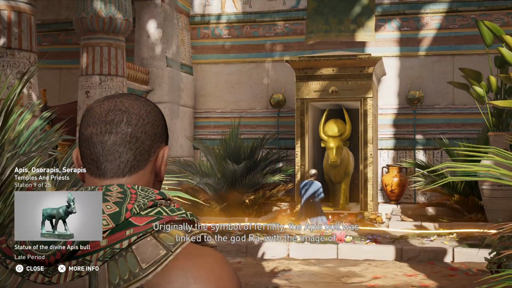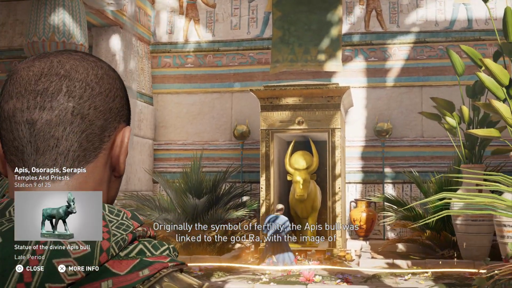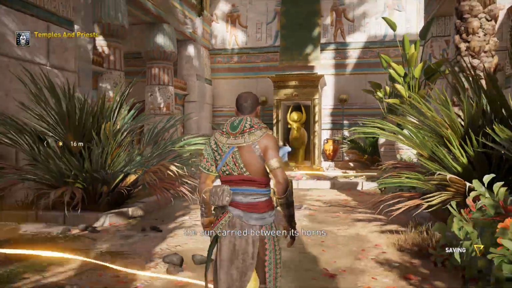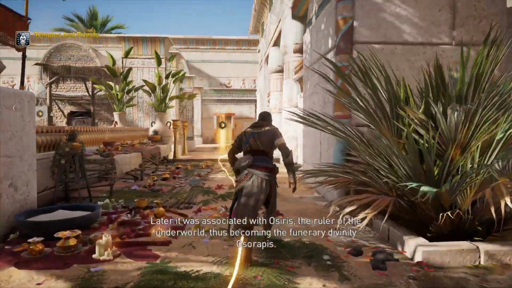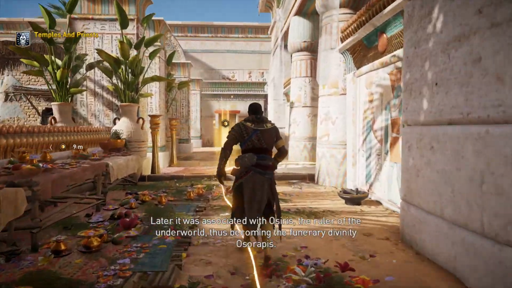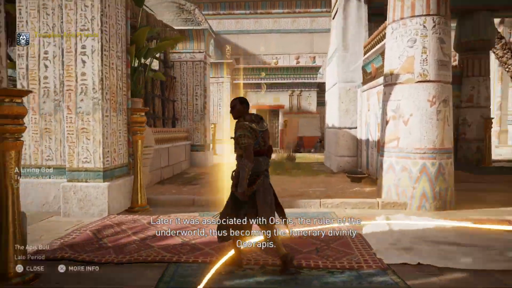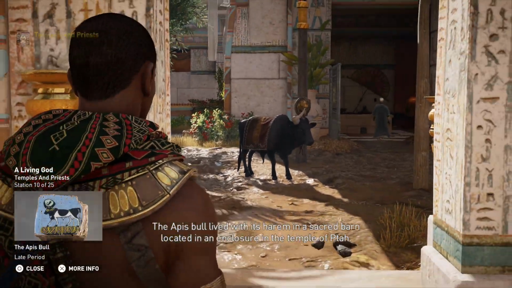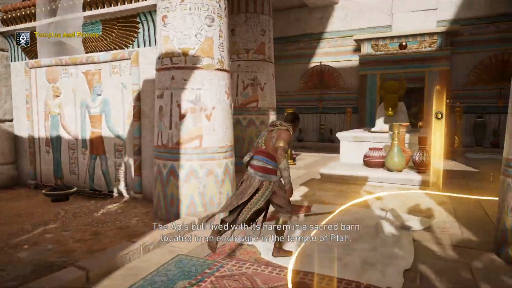Originally the symbol of fertility, the Apis bull was linked to the god Ra, with the image of the sun carried between its horns. Later it was associated with Osiris, the ruler, thus becoming... The Apis bull lived with its harem in a sacred barn located in an enclosure in the Temple of Ptah.